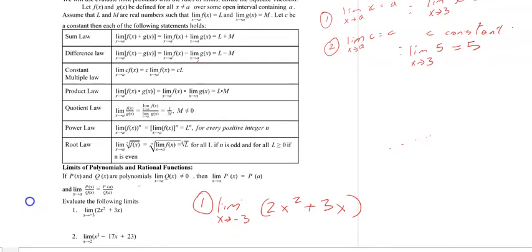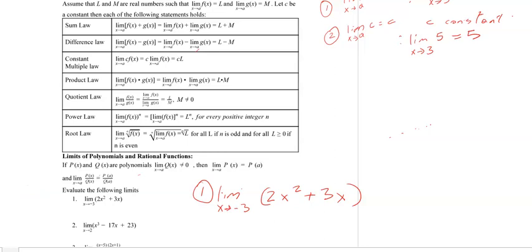Limits of polynomials and rational functions. If p of x and q of x are polynomials, and the limit as x approaches a of q of x is not equal to 0, then the limit as x approaches a of p of x is equal to p of a, and the limit as x approaches a of p of x over q of x is equal to p of a over q of a.